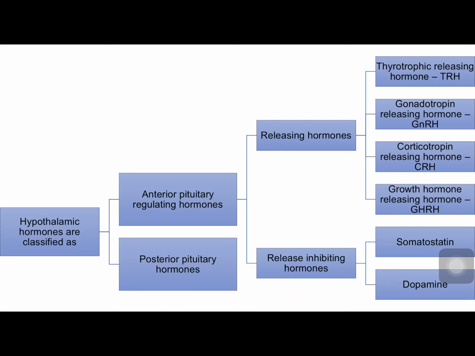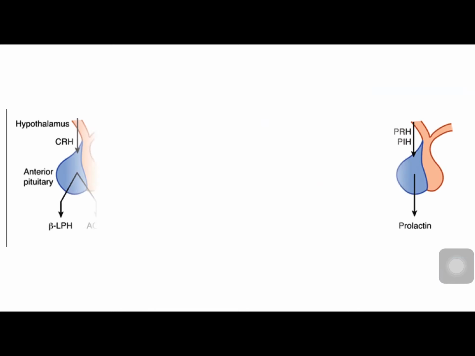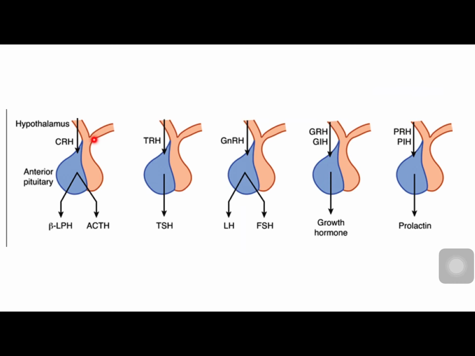Anterior pituitary regulating hormones are again classified into two: releasing hormones and release inhibiting hormones. Releasing hormones are mainly thyrotropin releasing hormone, gonadotropin releasing hormone, corticotropin releasing hormone, and growth hormone releasing hormone. Release inhibiting hormones are somatostatin and dopamine. What is the important role played by them? Let us see. First, the corticotropin releasing hormone, which is released from the hypothalamus in response to stress, causes the release of adrenocorticotrophic hormone from the anterior pituitary, which again stimulates the adrenal cortex to release glucocorticoids.